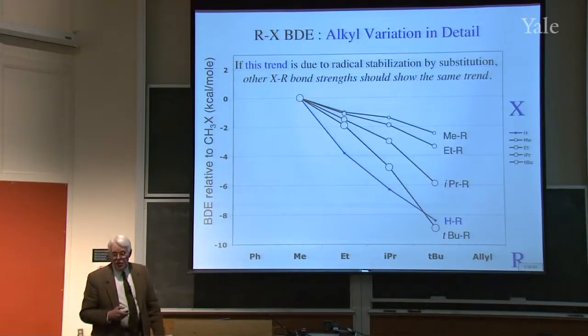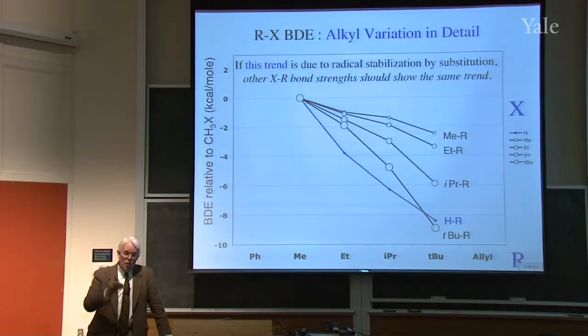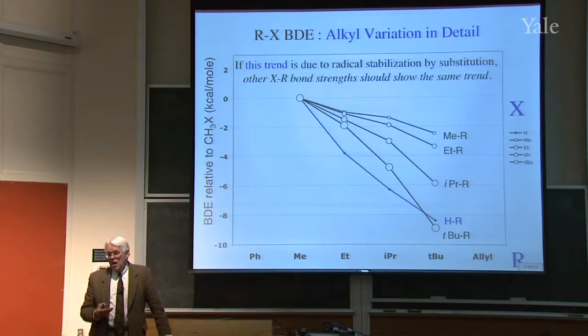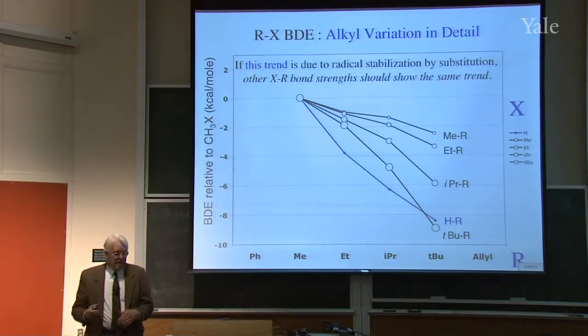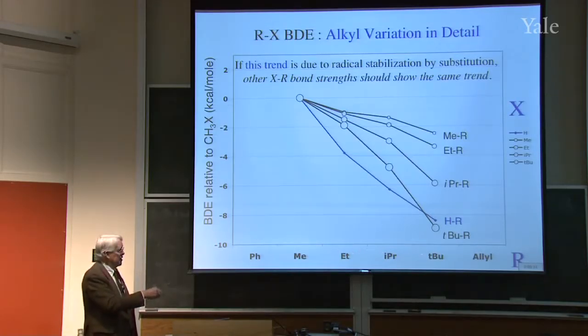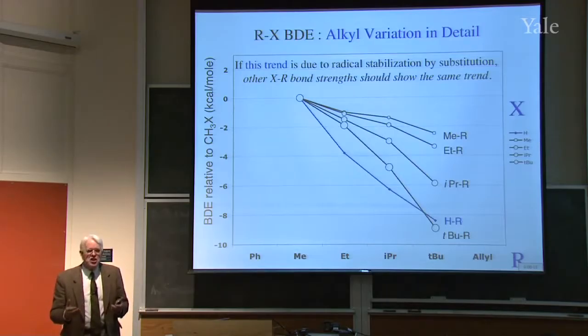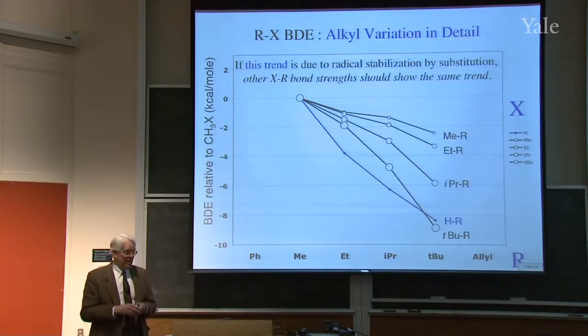But look at the others, right? If you break these others off, they don't show that. They show it's always going down, but not nearly as dramatically. So it can't be just the difference in stability of methyl, ethyl, isopropyl, and T-butyl. There has to be something in the starting material that's contributing to this. It makes a difference what it is you're breaking away.